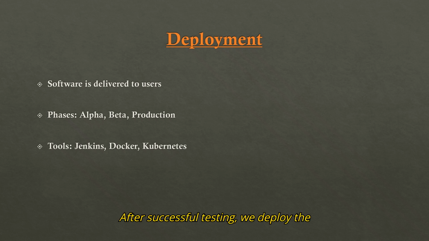After successful testing, we deploy the software to our users. Deployment often happens in stages: alpha, beta, and then full production. We use tools such as Jenkins, Docker, and Kubernetes to automate and manage this process effectively.